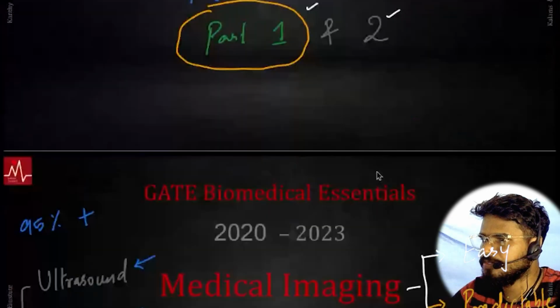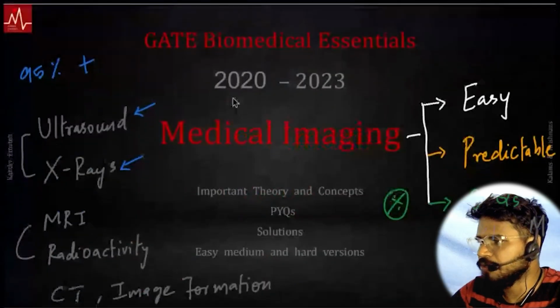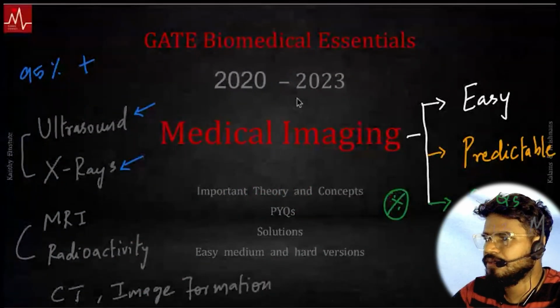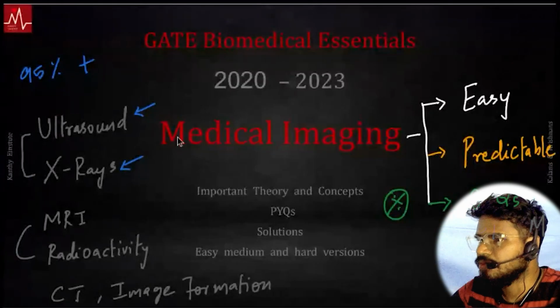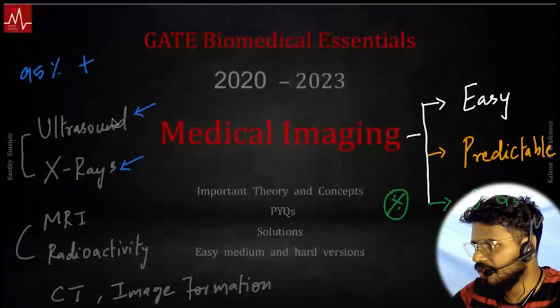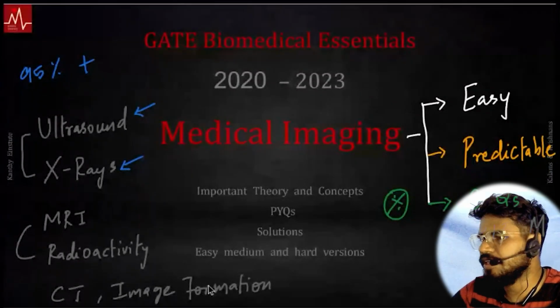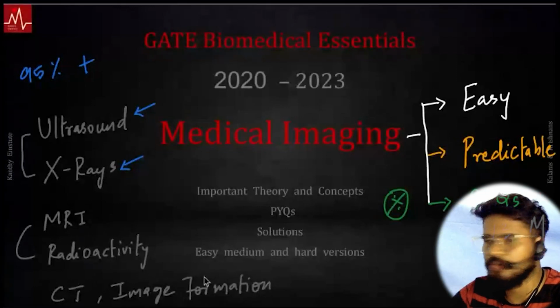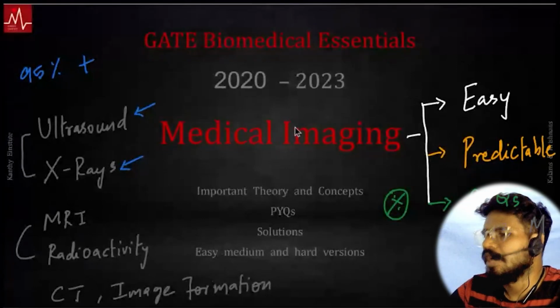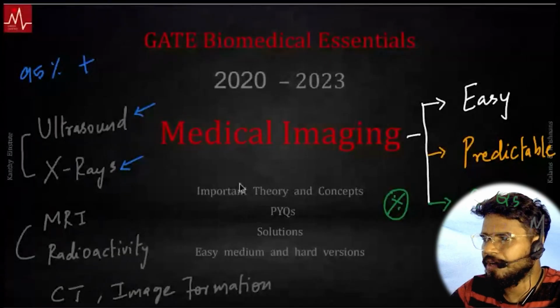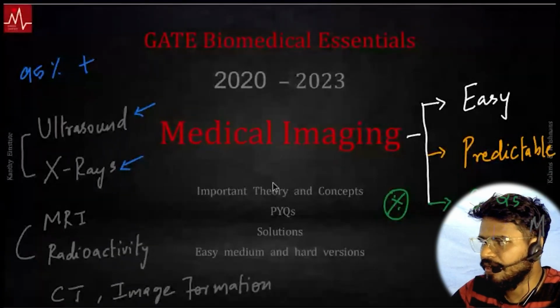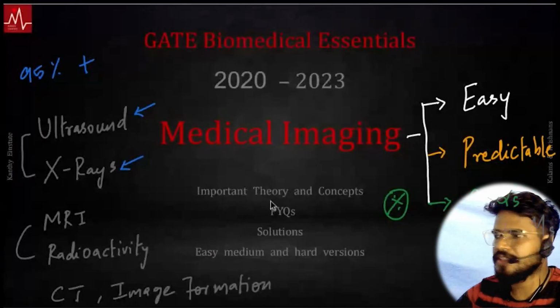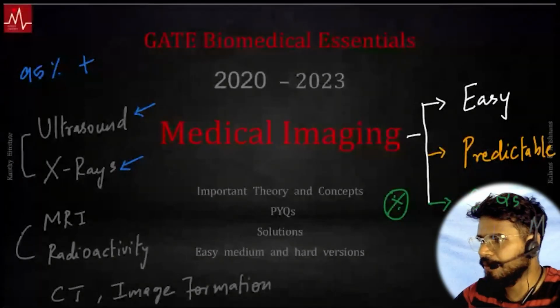We are looking at specifically PYQs from 4 years, 2020 to 2023. So far we have covered ultrasound, X-rays, CT, right? So we'll do MRI, radioactivity, and image formation questions today. I'll discuss bare minimal theory. You need to solve this, not just be given solutions. And we'll also look at questions in increasing order of difficulty.